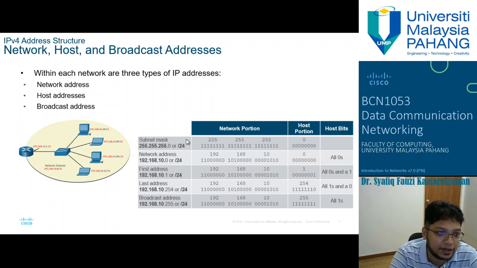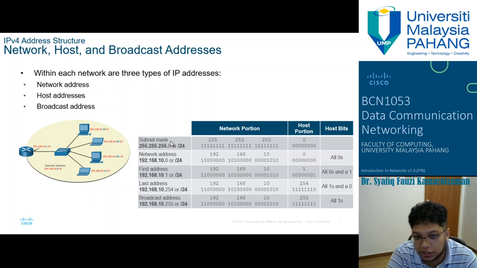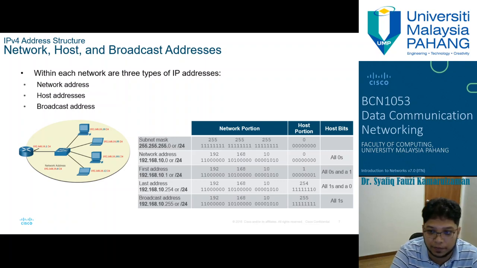You need to remember that within an IPv4 address structure there are three types of IP addresses: the network address, the broadcast address, and the usable host address. All these addresses are accompanied by a subnet mask or a prefix, which determines which part is the network portion and which part is the host portion.